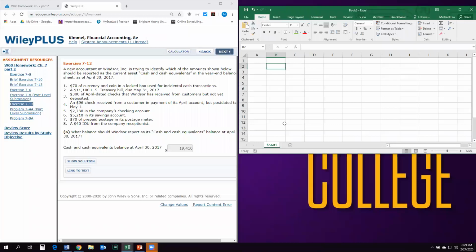So in essence, I just have to go through this list and say, okay, $70 of currency and coin in a locked box. Currency and coins are definitely cash or cash equivalent. This makes me think of petty cash, because that's what it says. It's probably some petty cash, but it's still cash that you would include.